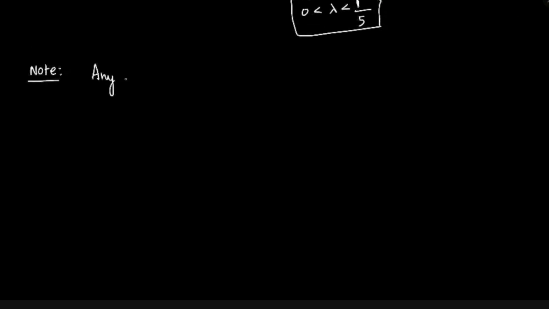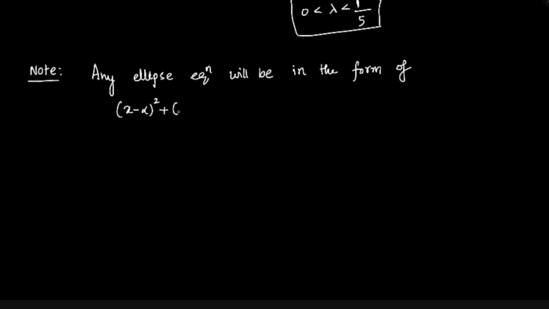So any ellipse equation will be in the form of (x minus alpha) whole square plus (y minus beta) whole square is equal to e square times (lx plus my plus n) whole square divided by l square plus m square. All right.